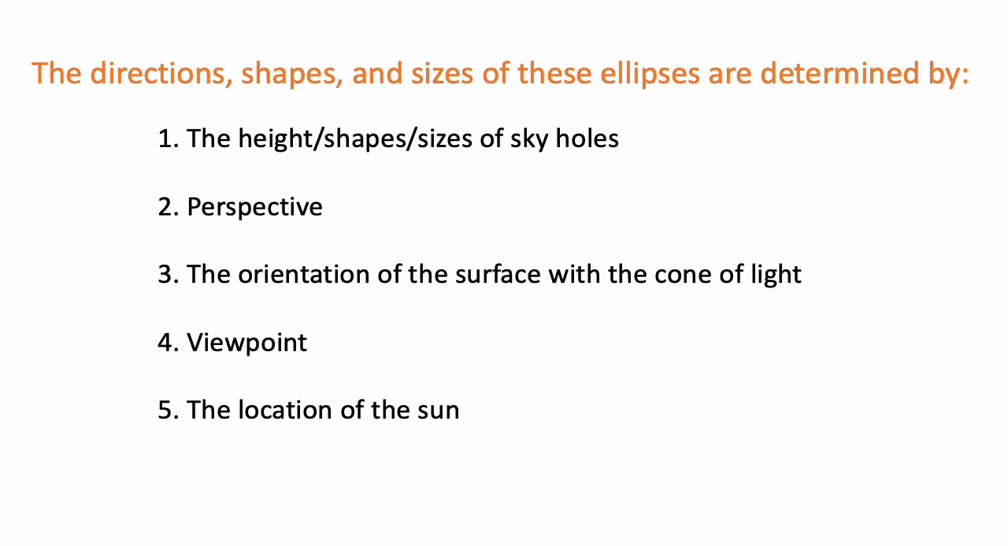The direction, shapes, and sizes of these ellipses are determined by 5 variables: the height, shapes, and sizes of the sky holes, perspective, where ellipses get smaller with distance, the orientation of the surface with the cone of light, the viewpoint, and the location of the sun.